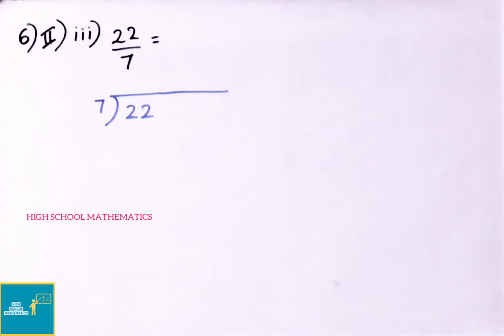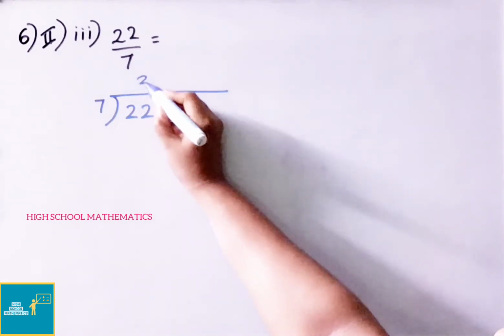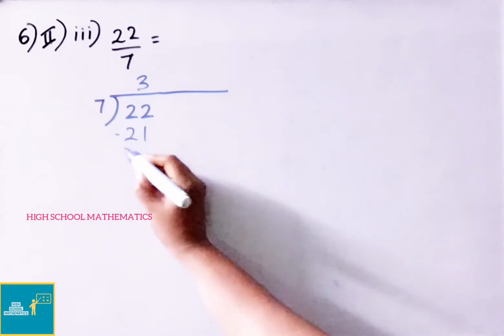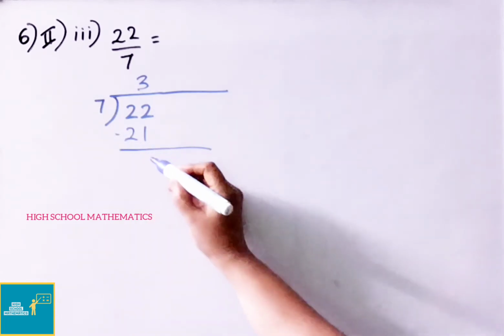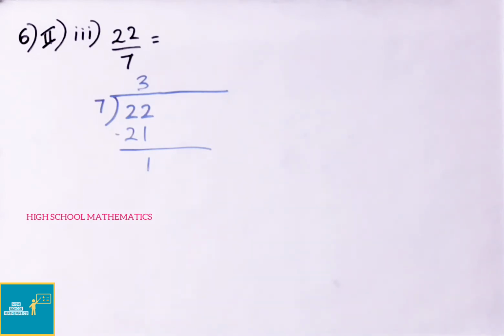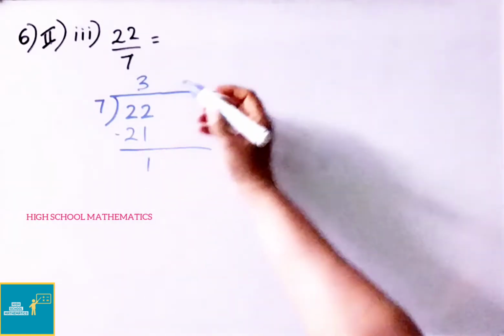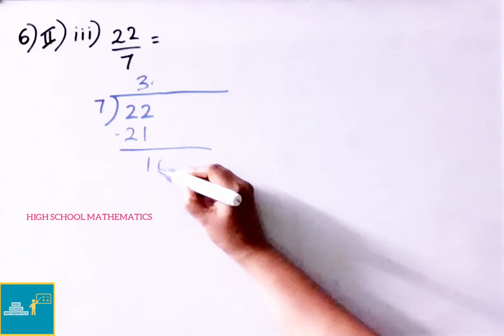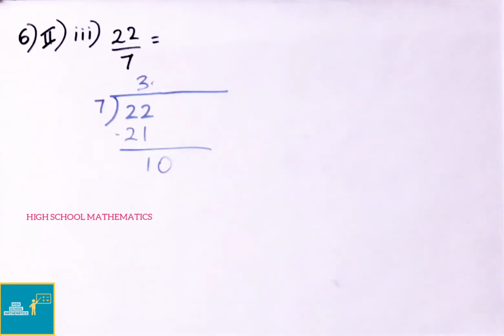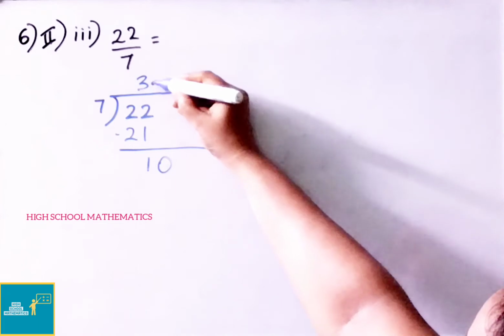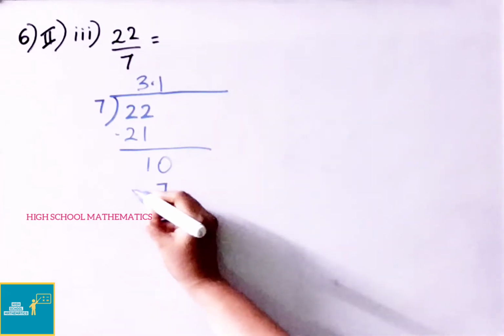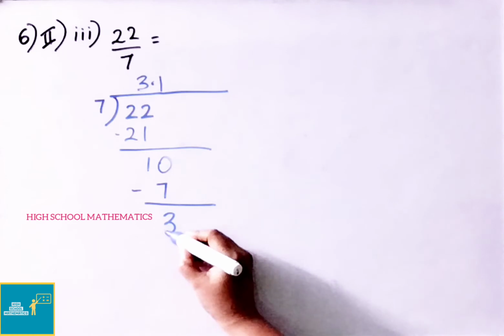See now, 6th question, second Roman third sum. 22 by 7, we have to convert this rational number into decimal form. Now we have to divide 22 by 7. So 7 table, 7 3s are 21. Now subtract 22 minus 21, we get 1 remainder. Here 1 is less than 7, keep a decimal point and add a 0 here. Now the number is 10. 7 table, 7 ones are 7. So write down 7, 10 minus 7, we get remainder 3.